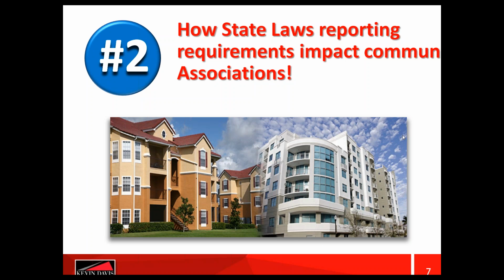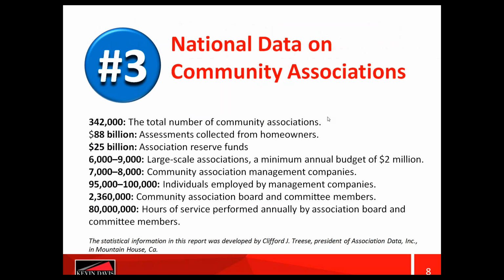That makes sense. And now, Kevin, regarding national data on community associations, why is that important, do you think? Okay. Now, this is interesting. This is some of the information that CAI published recently. Basically, there are 342,000 community associations in the United States. Half of them are in Florida, California, Texas, Illinois, North Carolina, and New York. There are $88 billion in assessments collected from homeowners.